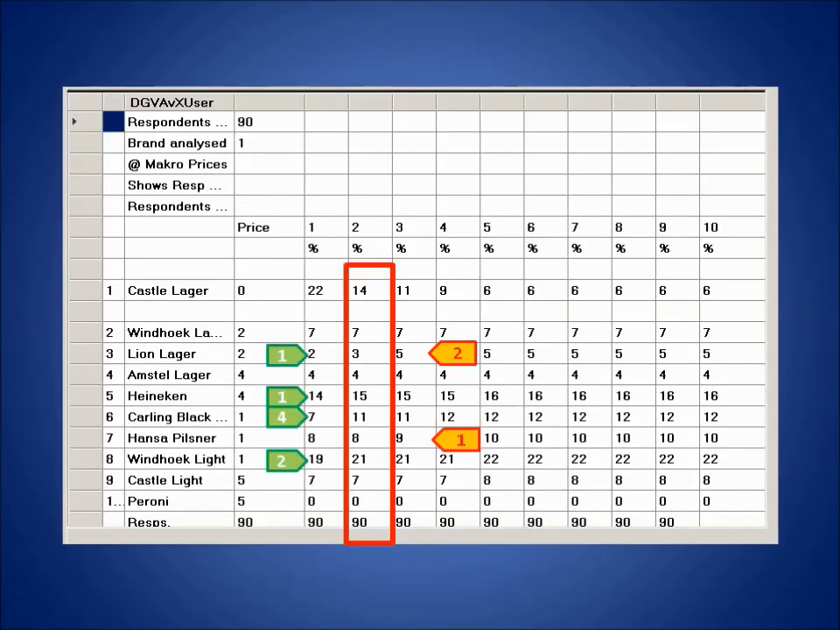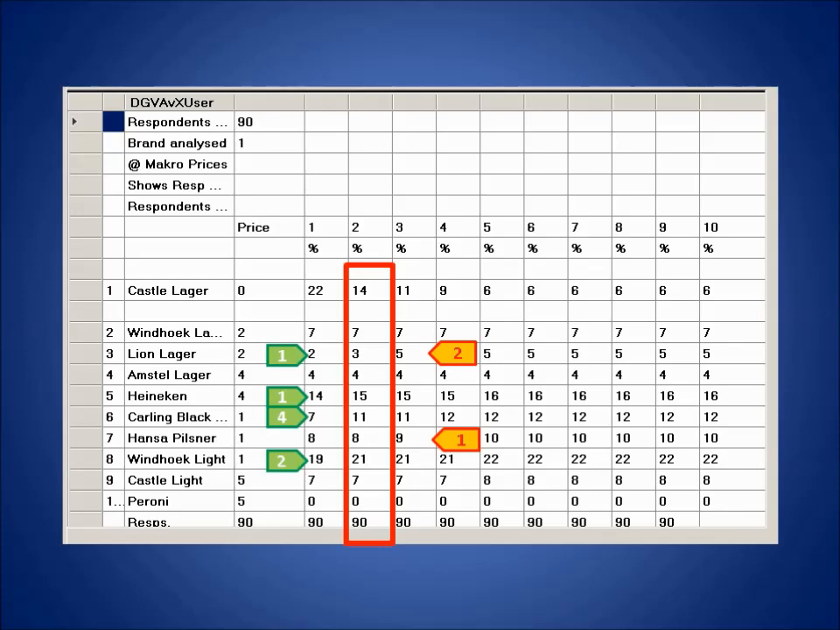And let us now play with Castle Lager. Again, in this small sample, but the extent of the moves is not determined by the market being small. A bigger sample will probably have similar small movements. But if Castle Lager increases its price to level 2, you'll see that it will lose to Lion Lager and Hansa Pilsner. Well, a little bit, not that much. If it decreases its price, it will gain a lot.